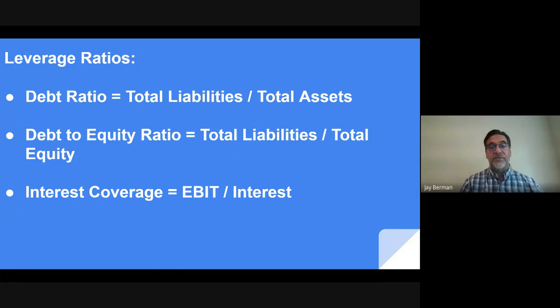Debt to equity ratio, total liabilities over total equity. And then interest coverage equals earnings before interest and taxes, which means EBIT, divided by interest. And this shows your ability to be able to pay interest on your debt.